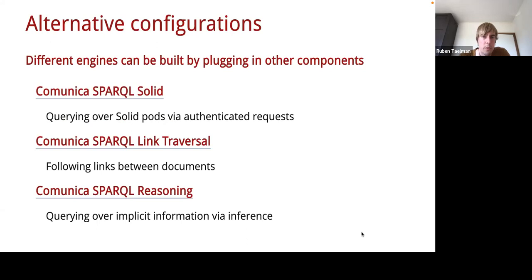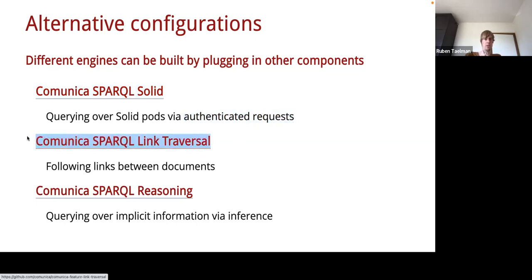Okay, then one final thing, just some pointers towards alternative configurations. So as I've mentioned, Comunica is the set of building blocks, and you can build your own query engine, but you can also make use of a bunch of presets that we have. For example, we have Comunica SPARQL Solid that contains some building blocks next to the default SPARQL ones to be able to do authenticated requests over Solid pods.